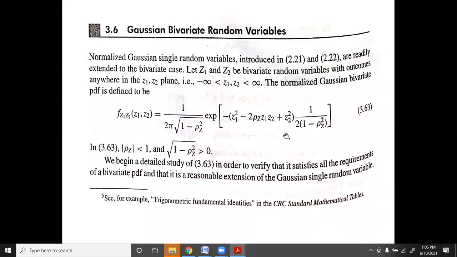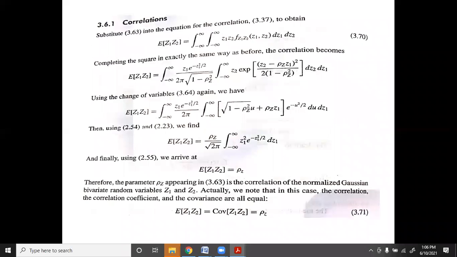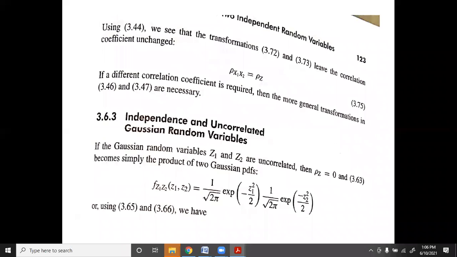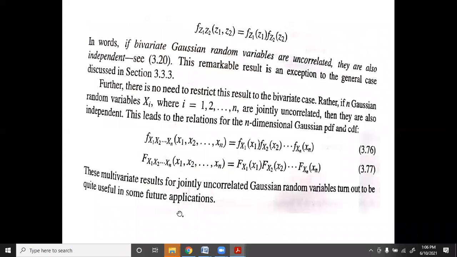This quantity will be equal to the quantities which correspond to each one separately. This is F of Z1, and this is F of Z2. F of Z1 and F of Z2 are given by 3.65 and 3.66. We have F of Z1, Z2 equal to F of Z1 times F of Z2.